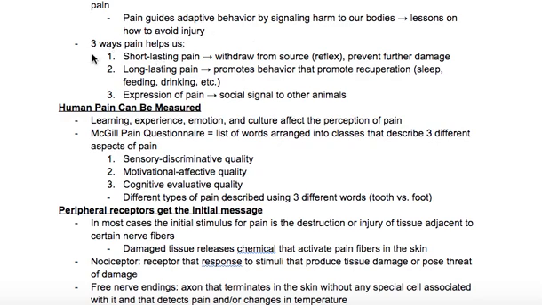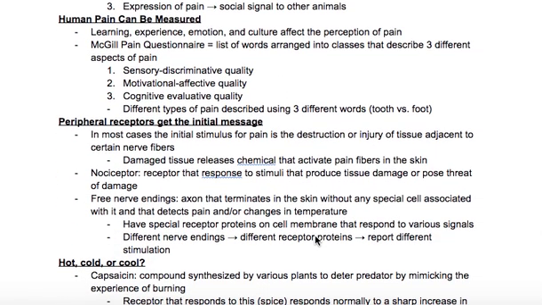Three ways that pain can help us: first, short-lasting pain, which causes us to withdraw from a source, usually through a reflex, and prevents further damage. The second is long-lasting pain, which promotes behavior that supports recuperation, including sleep, feeding, drinking, and stuff of that nature. The last is the expression of pain, which is usually a social signal to other animals to avoid a certain behavior, or else the pain that we are experiencing now will also be experienced by them.